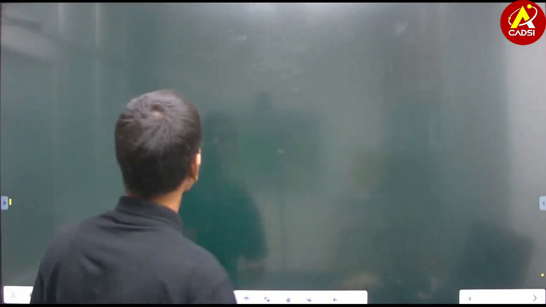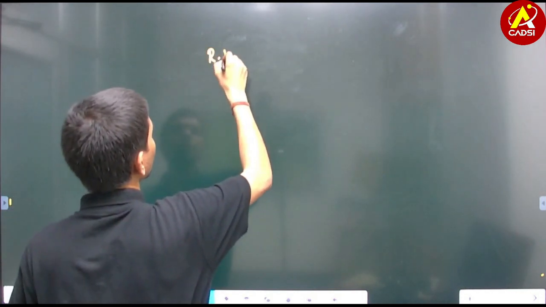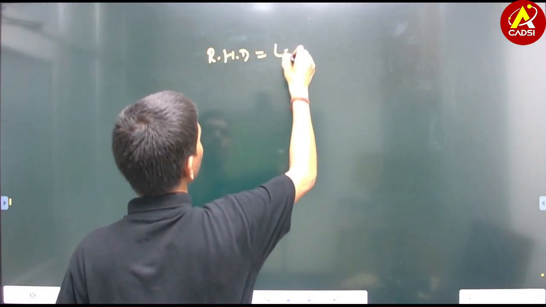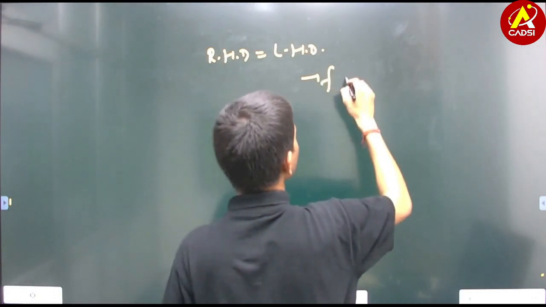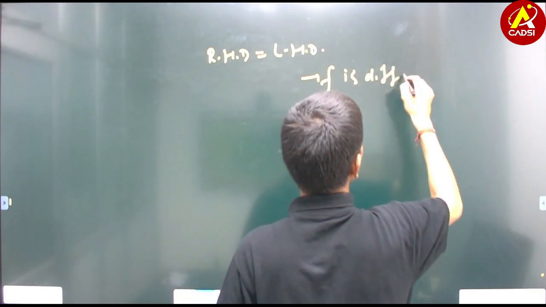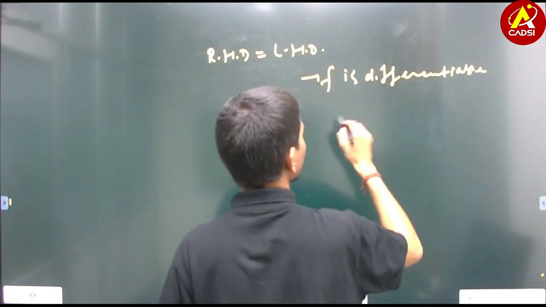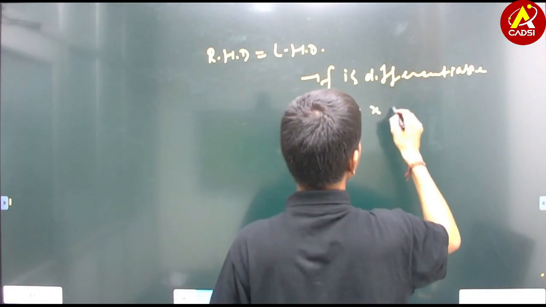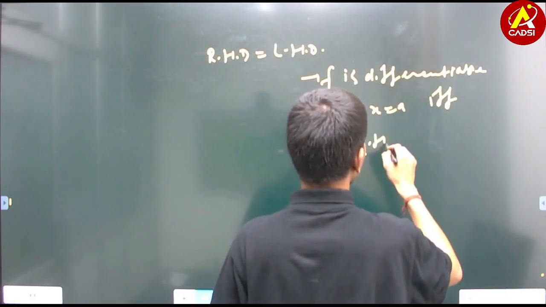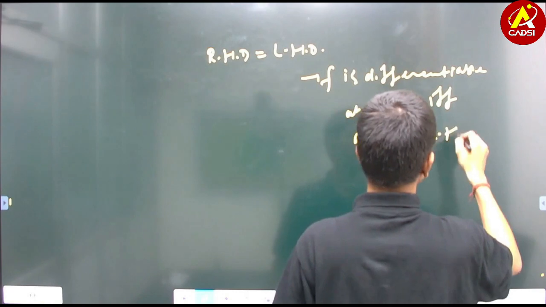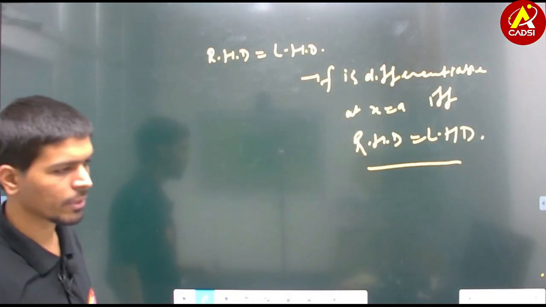So now, if the right hand derivative equals the left hand derivative, then the function is differentiable. The function is differentiable at x equals a if and only if LHD equals RHD, that is, right hand derivative equals left hand derivative.